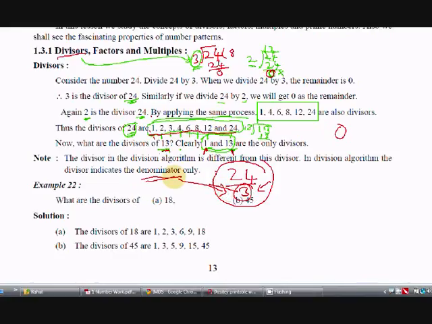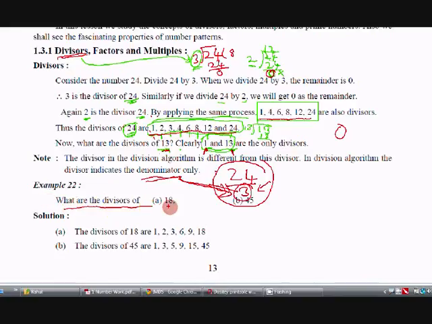Okay, but we are not going to talk about denominator as a divisor here. We are going to call all those numbers which divide without leaving a remainder a divisor. Okay, let us take some examples right away.